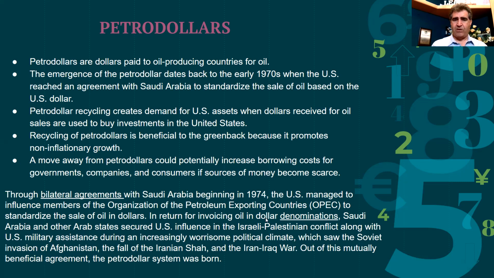The early 1970s, actually 1973, and in 1974 it became official. You can see that the relationship between Saudi Arabia and the United States is such that they're really watching each other's backs, sometimes closing their eyes to whatever is happening because of the petrodollar. It created demand for US assets when dollars were received for oil. Remember, the importing countries have to pay in dollars, so it was beneficial for the dollar because it promoted non-inflationary growth.